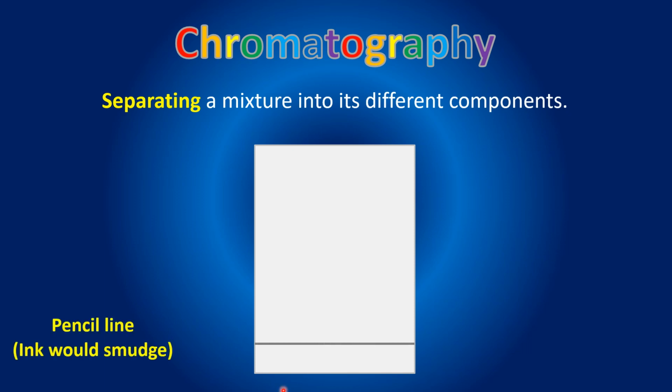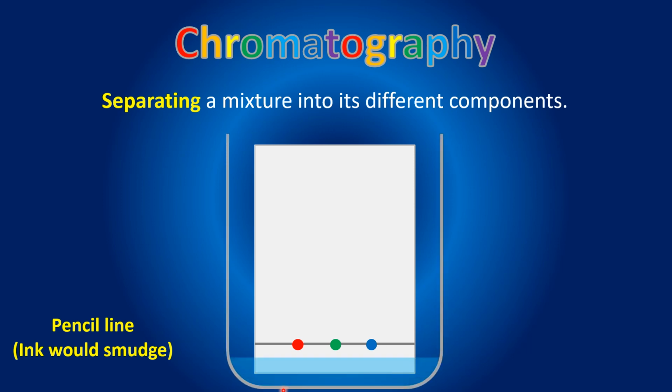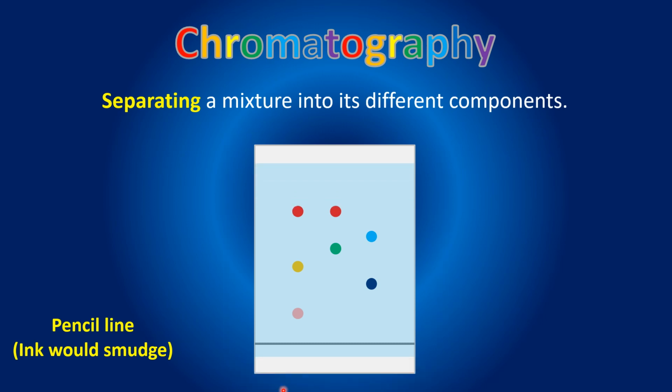First we draw a pencil line because ink would smudge. Then we put the dots of our ink samples on. Now ink is a mixture of different dyes. Once we've got that ready, we will drop that into some water, and then the water sort of creeps up by capillary attraction, or however you want to think of it. As soon as it's got to the top, we need to take it out of the water and then draw a second pencil line, and that's the solvent front.